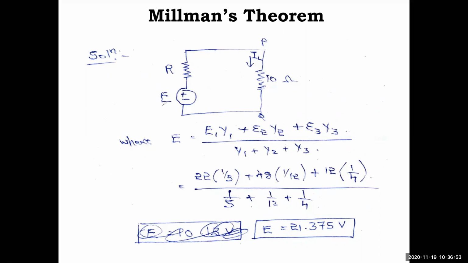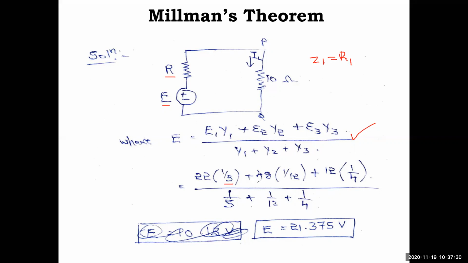So for that first we need to find the E and R values. For that we'll use the formula. What is the formula? There are three sources, so I have to use E1 Y1 plus E2 Y2 plus E3 Y3, divided by Y1 plus Y2 plus Y3. Now just substitute here the values from the circuit. First E1 was 22 volt, Y1 is nothing but 1 by Z1. Z1 in the case of a resistive network is equal to R1, because there is no inductance or capacitance. So 1 by R1 is 1 by 5.